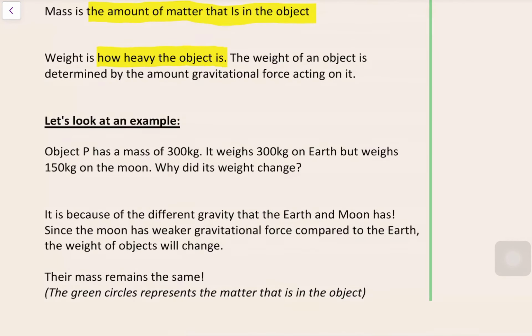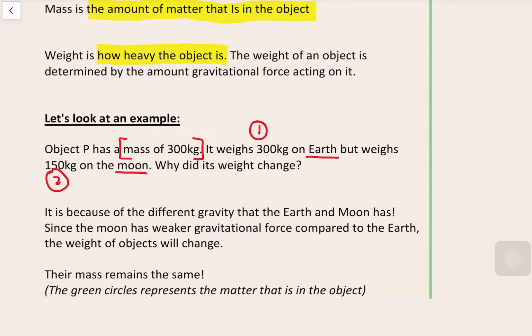Let's look at an example, right? So object P has a mass of 300 kilograms, so it weighs 300 kilograms on Earth, but weighs 150 kilograms on the moon. Why did its weight change? So we see here that it has a mass of 300 kilograms, but then the weight is different on Earth and on the moon.